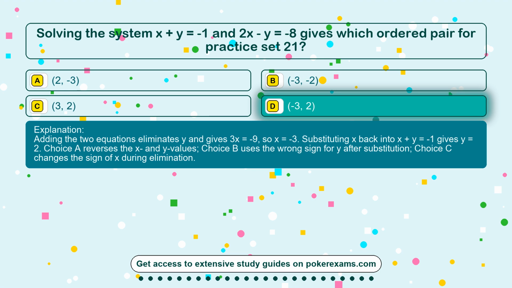Choice A reverses the x and y values, choice B uses the wrong sign for y after substitution, choice C changes the sign of x during elimination.